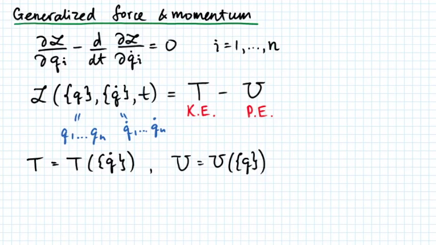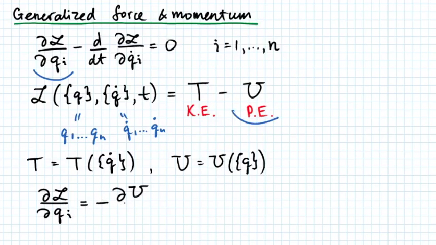Let's find the partial derivatives that go into Lagrange's equations. Let's start with the first partial derivative of the Lagrangian with respect to generalized coordinate q sub i. This partial derivative becomes the derivative of just potential energy with a minus sign, minus the partial derivative of U with respect to the coordinate q sub i.